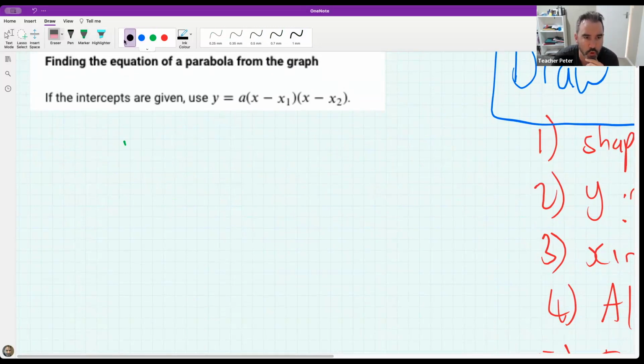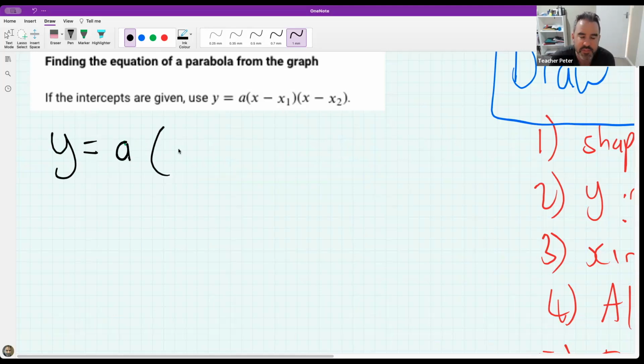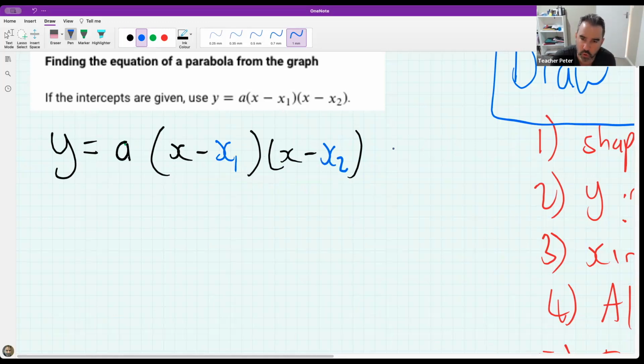Now, the root form, what it does is it has y equals a, and the a is the normal a, it's just a happy or unhappy face. But then what we do is we go x minus something and x minus another something. And what that something is the x-intercept. So if the x-intercept 1 is x1 and this is x2, we can then use this form, what we call the root form of a parabola, to help us find the equation of the graph. And all we need is the 2 roots, and then we need one other point.